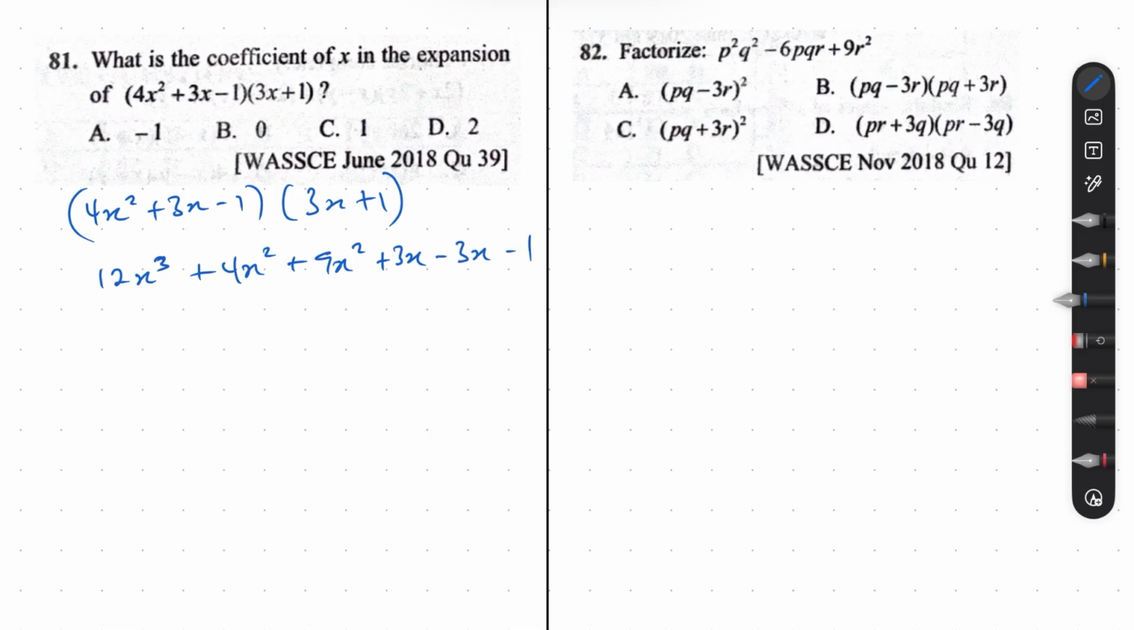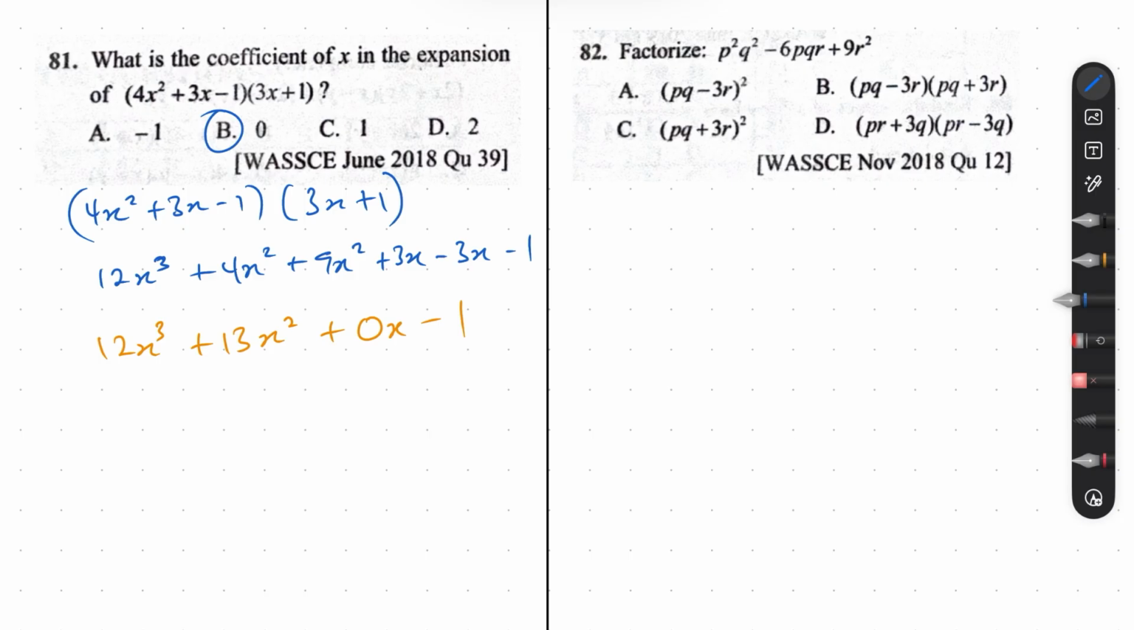So if you simplify, we get 12x cubed plus 13x squared plus 0x minus 1. Okay, how do we get this 0x? Negative 3 plus 3, positive 3 minus 3 is what? 0, okay? And now the question says, what's the coefficient of x? Now the coefficient of x over here is what? 0. So our answer is 0, which is B.